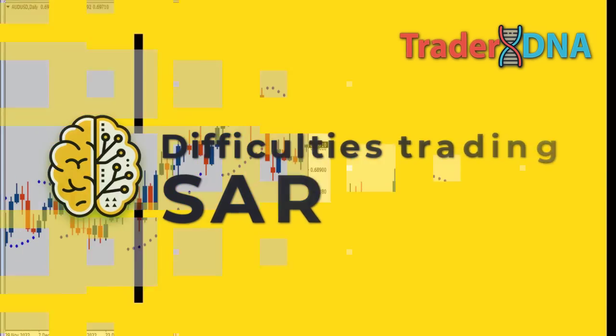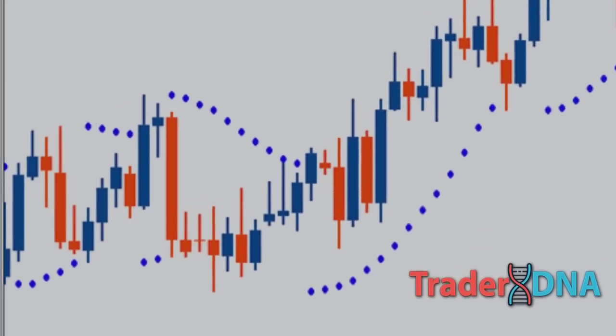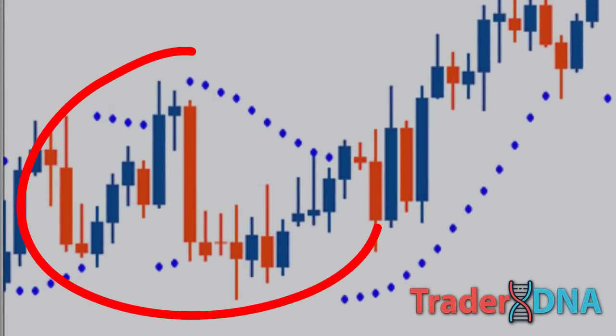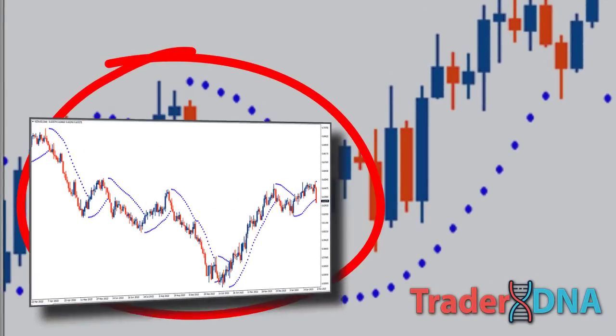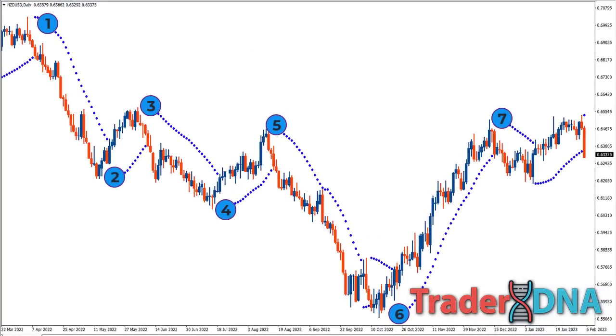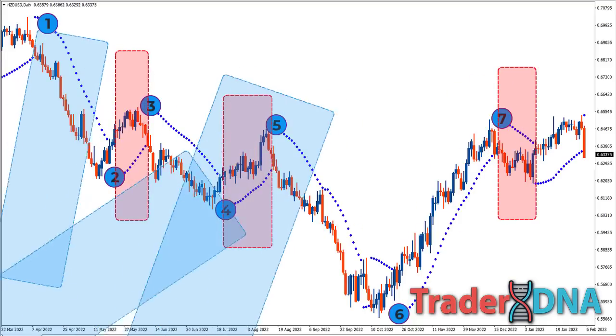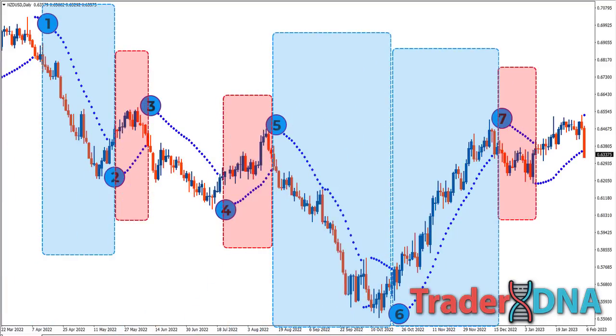The SAR does work well in certain conditions, but, as all trend-following indicators, it fails during volatile range markets. This chart shows that the SAR changed direction 7 times during the chosen period. The SAR would have signaled 3 certain losses or break-even points, 3 good-sized profits, and 1 medium-small-sized profitable trade.